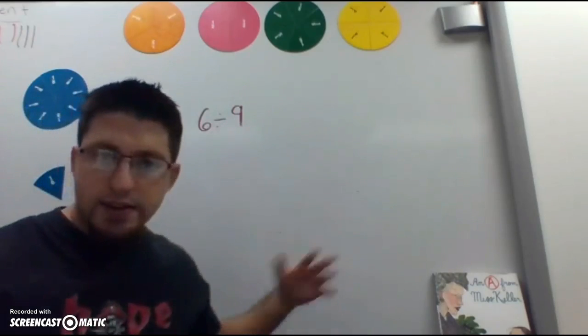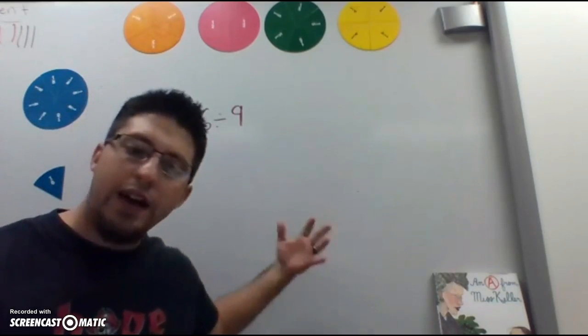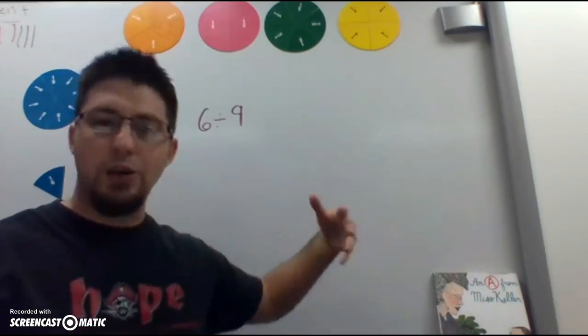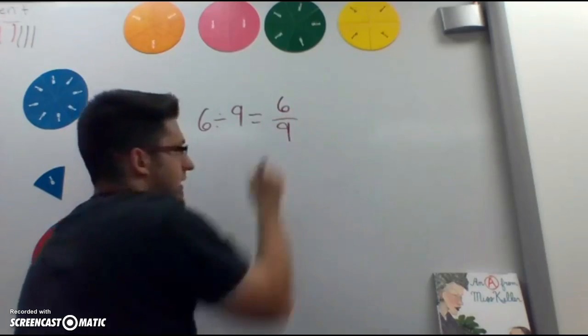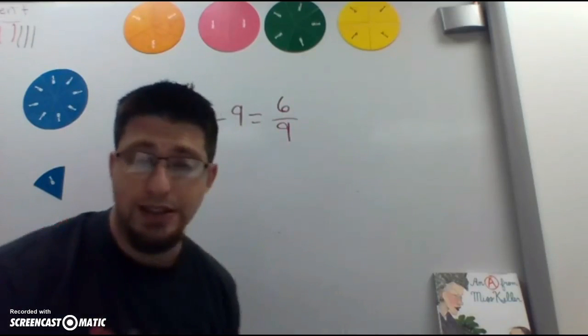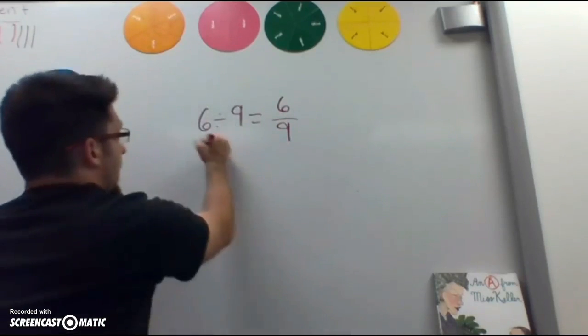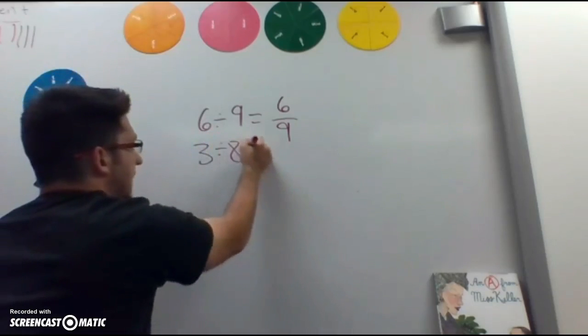All right, 6 divided by 9. I've got 6 divided into 9 equal parts. So if I write that as a fraction, I just get 6/9. That's how easy it is. It's simple.